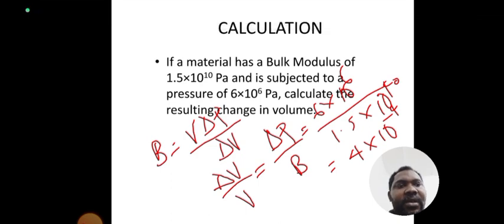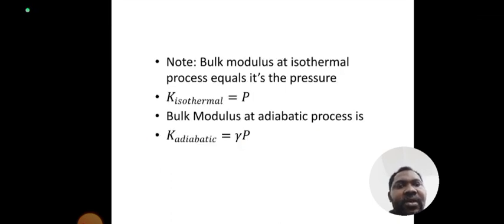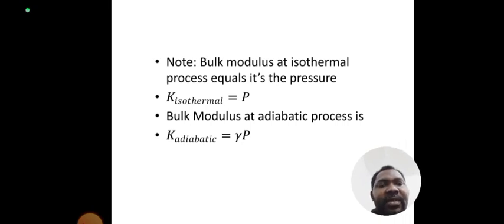So let's move on. Now I would like us to note that the bulk modulus in an isothermal process is equal to its pressure. This video is not designed to give a detailed explanation of how that is, but it's expected for you to know that an isothermal condition simply means constant temperature. The bulk modulus is equal to the pressure.